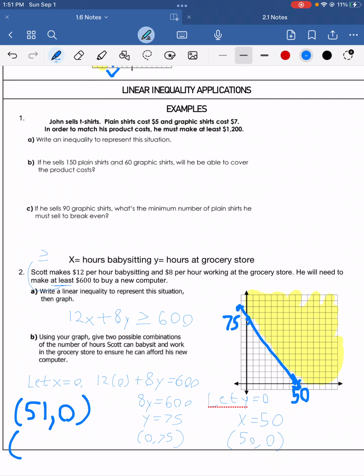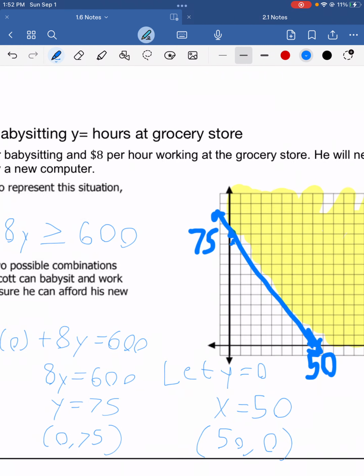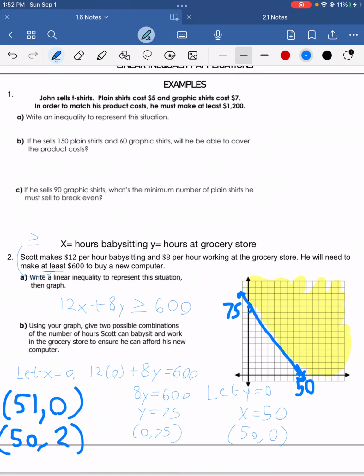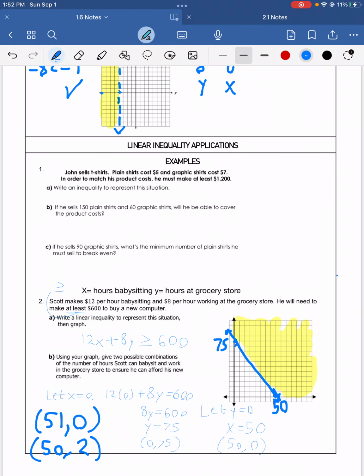Or he could babysit for like 50 hours, and he can work at a grocery store for 2 hours, and that would also be a solution on this line. Now, I didn't really do the graph justice, okay? But I'm not too worried about graphing that. I just mainly want us to revisit graphing the x and y intercepts and then connecting those, okay? But yeah. So, these are two solutions that would work.